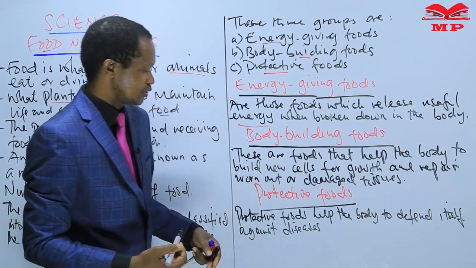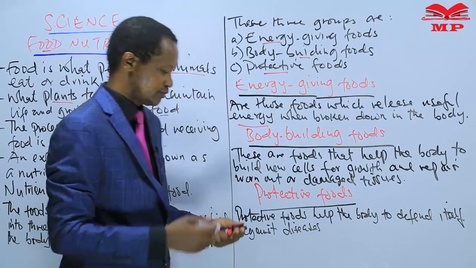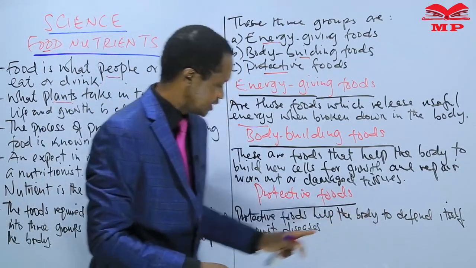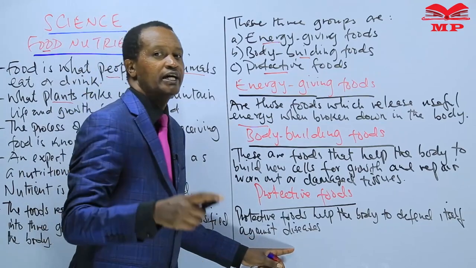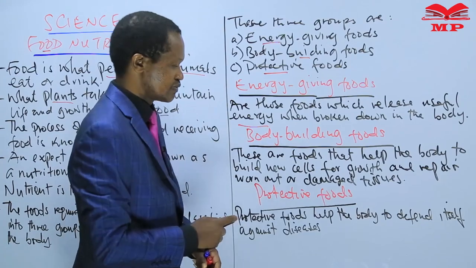Okay? So the body needs protection. Where does that protection come from? That protection comes from foods that help the body to defend itself against diseases. All right?